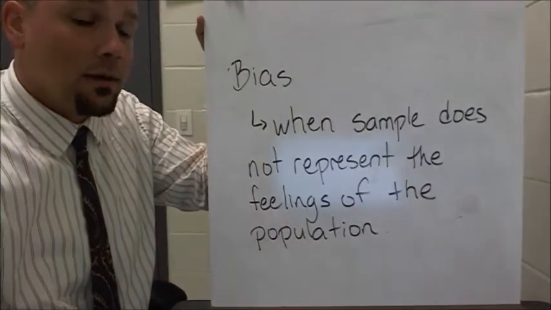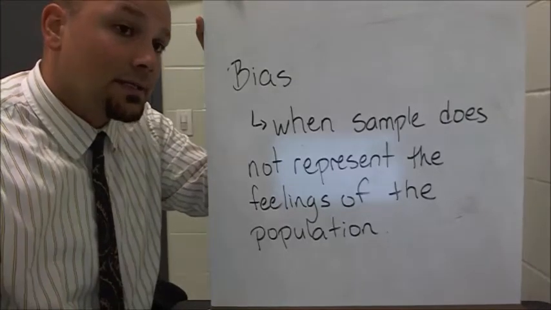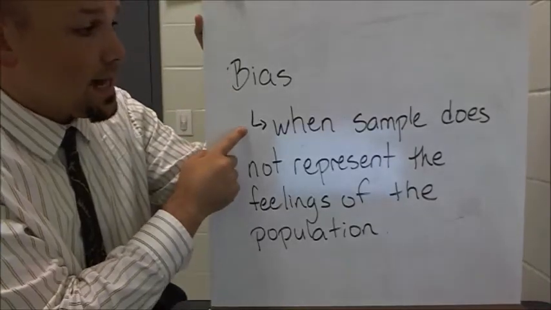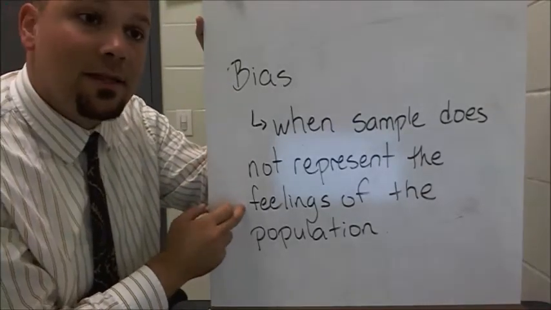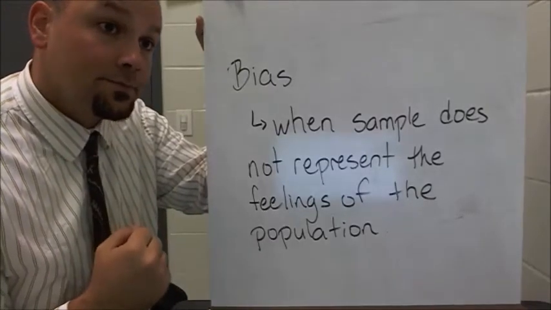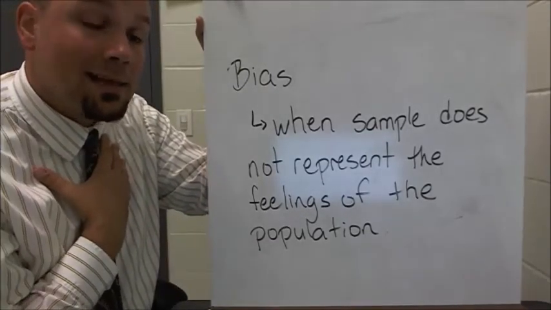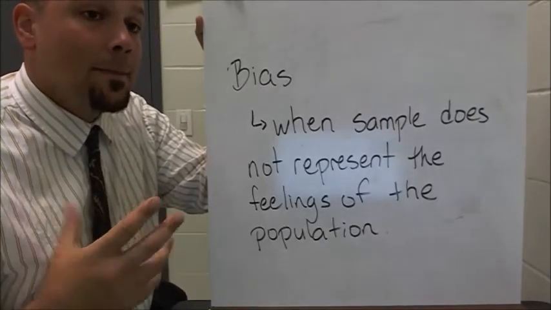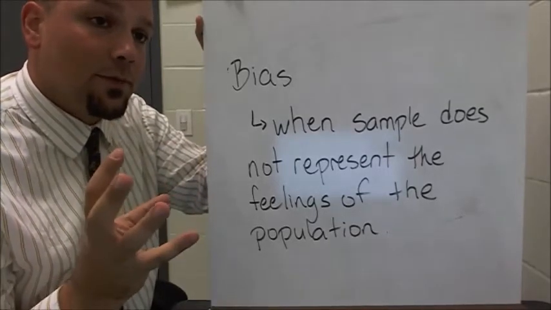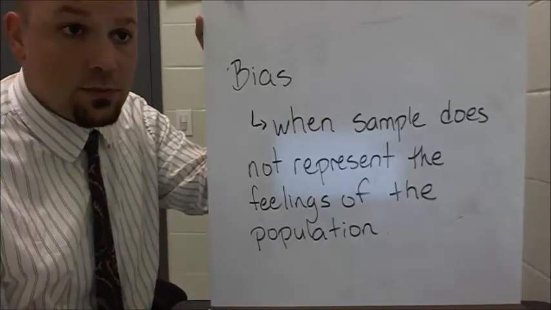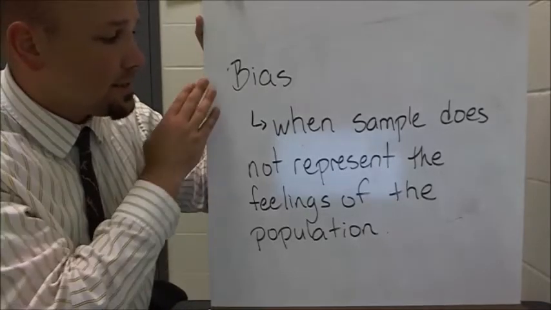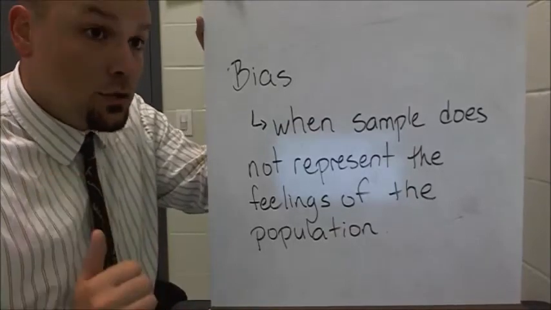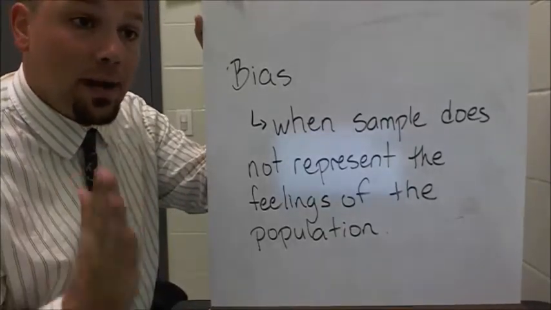Something else we need to be aware of when we're talking about statistics is bias. Bias is what happens when a sample does not represent the feelings of the entire population. So maybe in my classes, I have a lot of pizza parties, so all my students really like pizza. Then that sample doesn't really reflect the rest of the school, because the rest of the school isn't in my class. So that's a bias. A bias is when a sample does not represent the feelings of the entire population. And we want to get rid of bias.